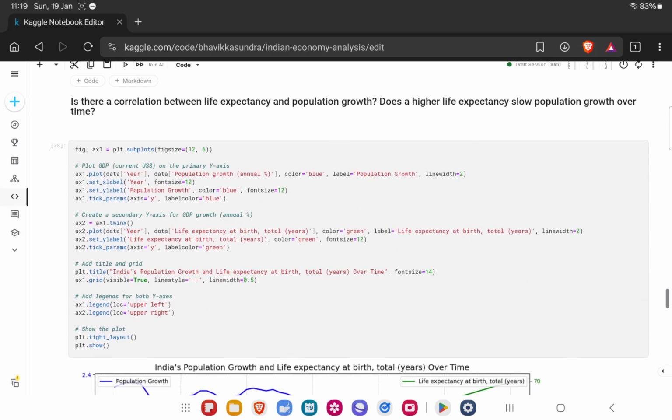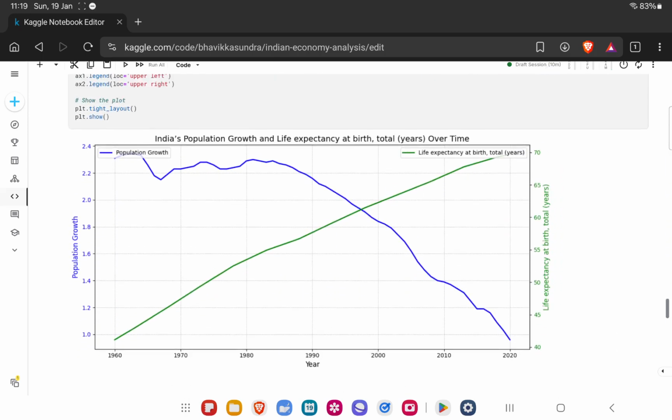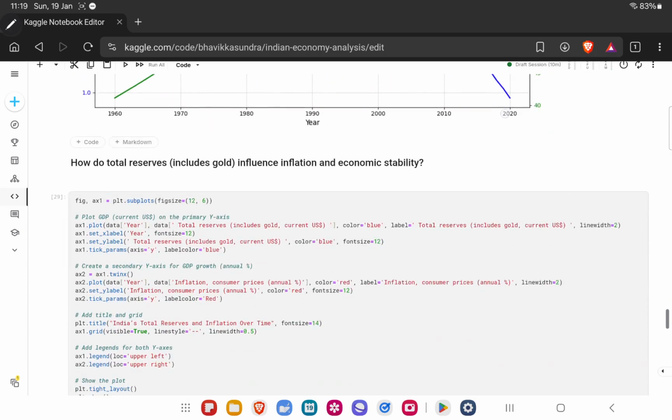Is there a correlation between life expectancy and population growth? See, life expectancy has been increasing while population growth is decreasing. There is an inverse relationship between them.